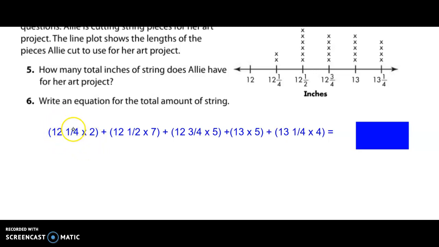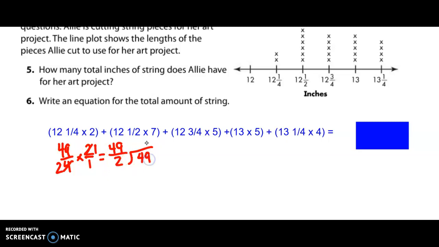I can change 12 and 1/4 to an improper fraction. So I would have 4 times 12 is 48 plus 1 is 49. So I'd end up with 49/4 times 2. Okay, so I can do some cross canceling here. I can do 2 divided by 2 is 1, and 4 divided by 2 is 2. So this would end up being 49 times 1 is 49, 2 times 1 is 2.